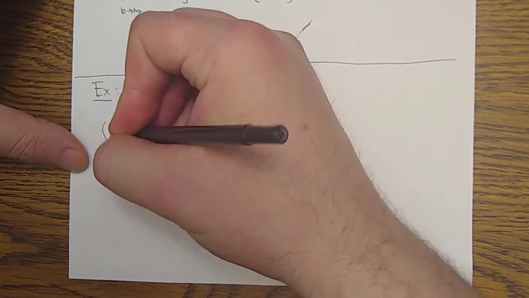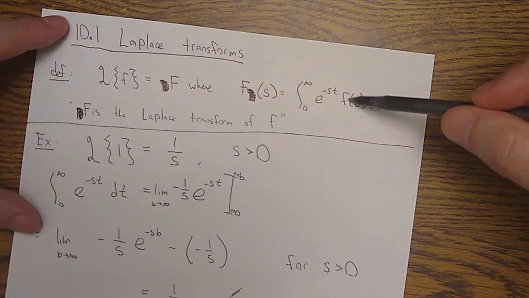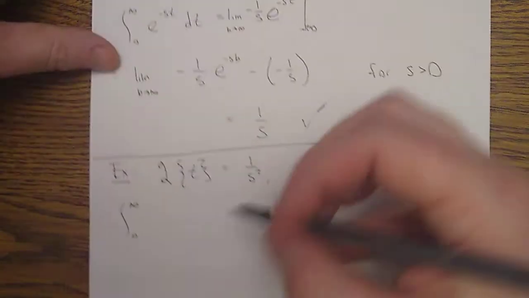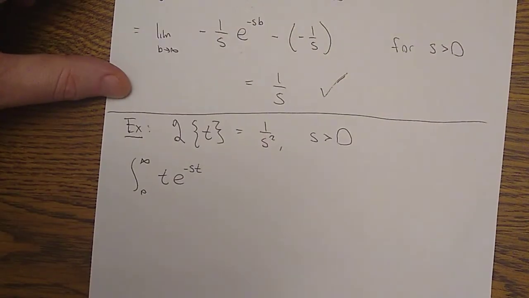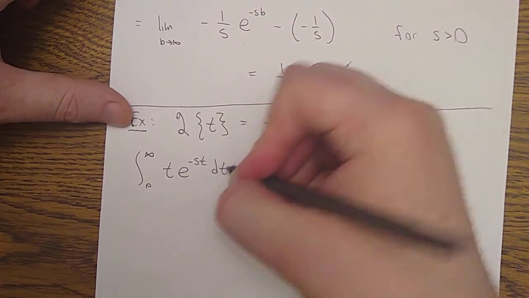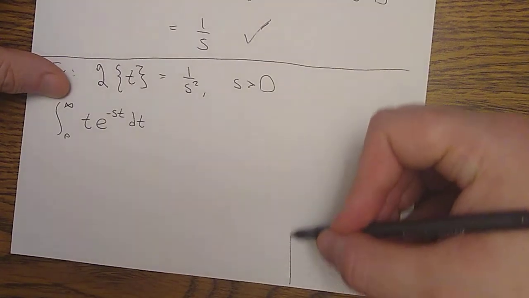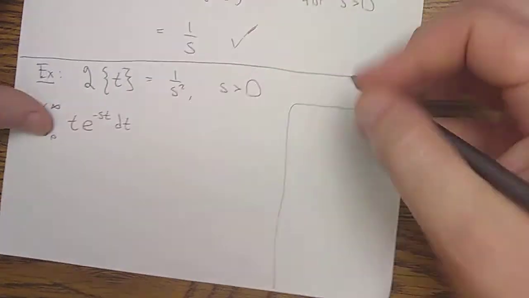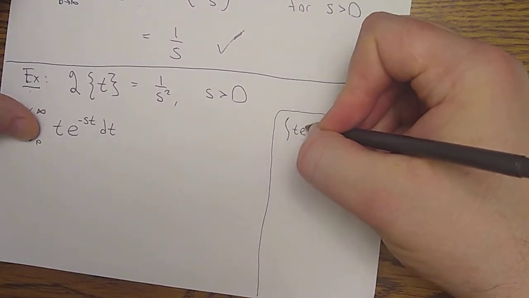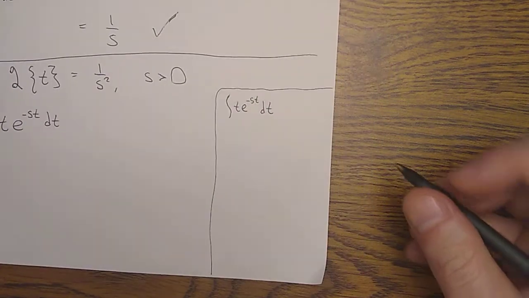Well, it would be the integral from 0 to infinity of, now I'm using this formula, but I'm putting t here and not just 1. So this would be t e to the negative st dt. And this turns into just a little bit of an integral problem. Maybe I will cordon off some space here just to find the antiderivative of this thing. This looks like the type of thing where we would use integration by parts.